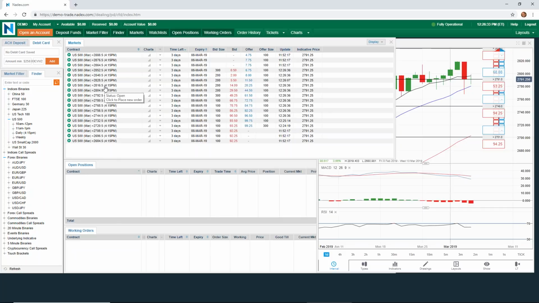2816 would be just below that most recent high of 2820. That would be a decent one. You can buy those for almost 20. You've got 3 days on that.